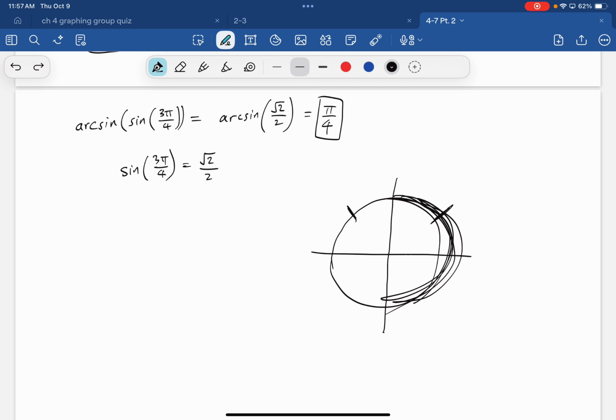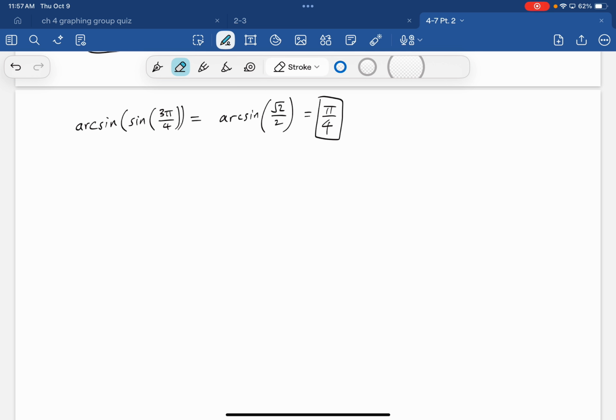Could you also do it by minus pi? Or pi? No. Pi does not work. I'll show you why. Let's do another example.